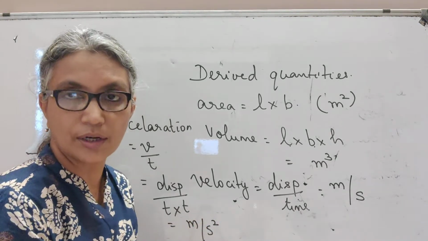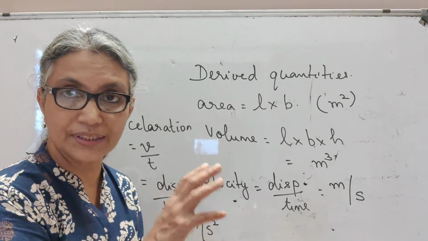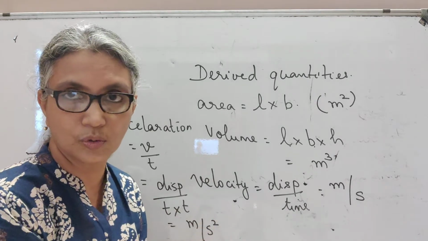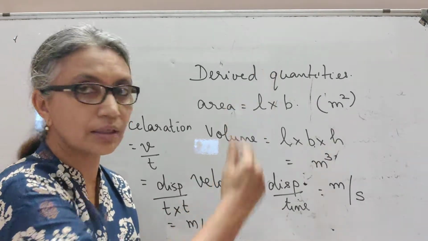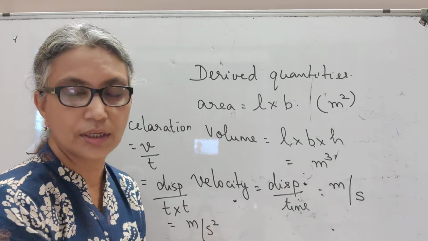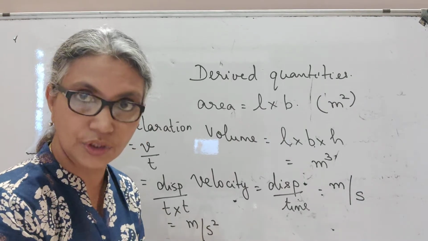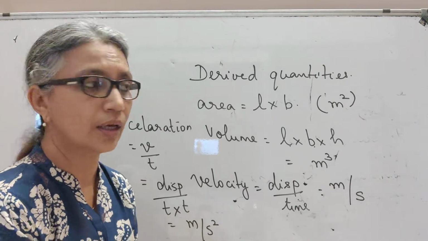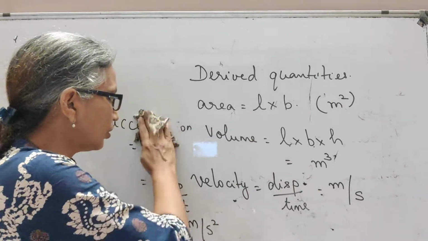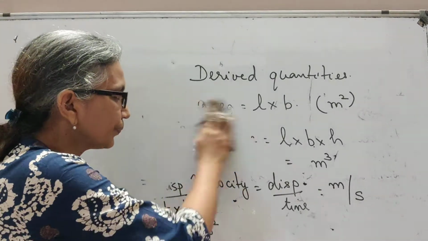So I hope you have now understood that from the 7 plus 2 base quantities, you can get any number of derived quantities. So these are the physical quantities that we will be dealing with in this chapter and in the chapters to come. Either they are base quantities or they will be derived quantities.